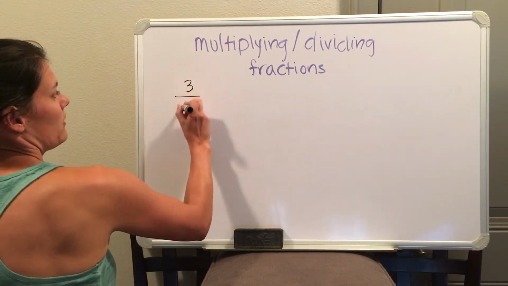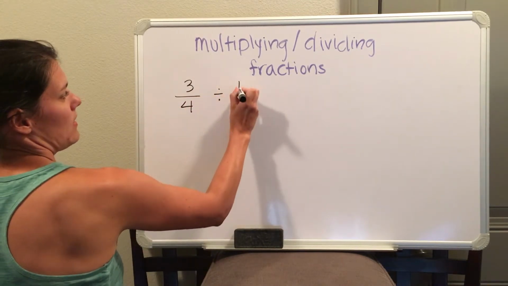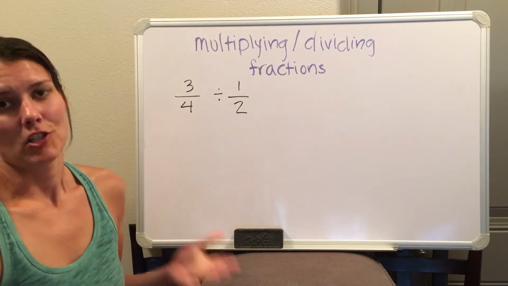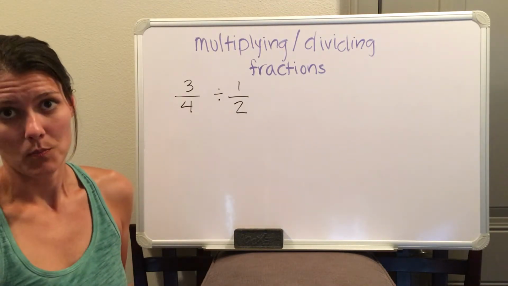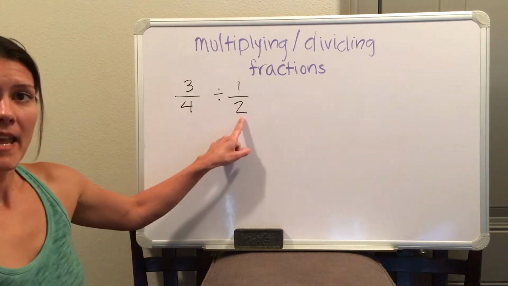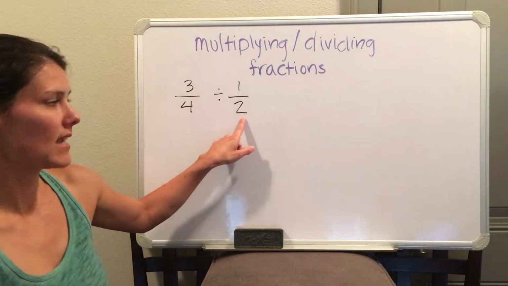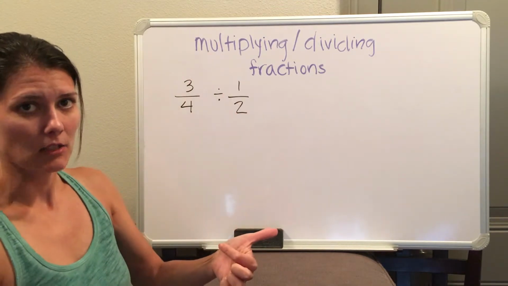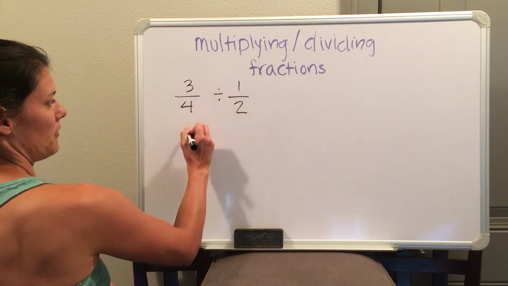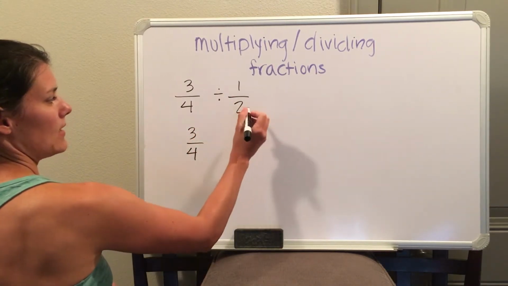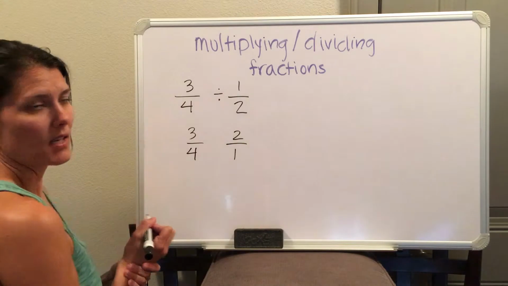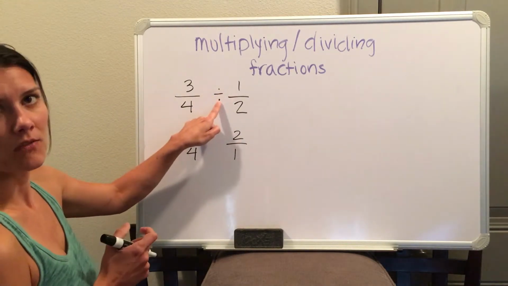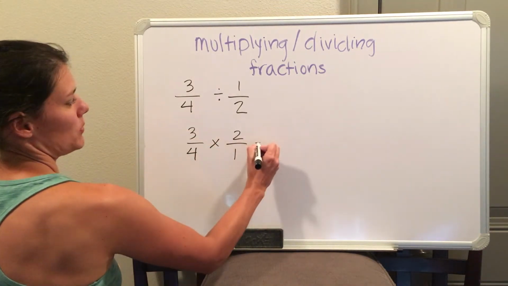Let's do 3/4 divided by 1/2. To divide fractions, you're actually not going to divide, you are going to multiply. You're going to take your divisor fraction, which in this case is 1/2, and you're going to do the reciprocal, which means you're going to flip it upside down. So instead of a 1/2, I am going to rewrite it as 2/1. And then when you reciprocate your second fraction, instead of a division, you will change it to a multiplication.